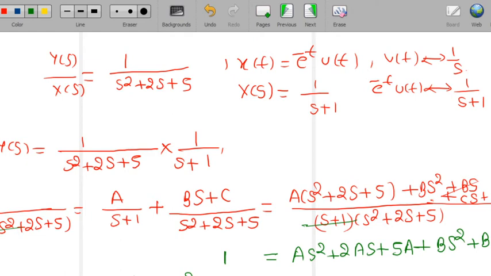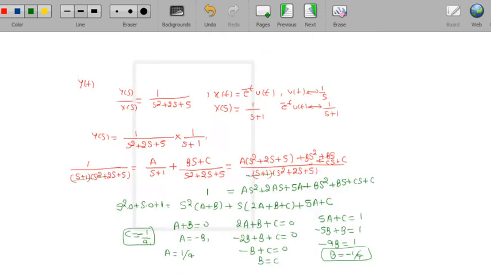So a equals minus b, and this becomes minus 5b plus c, with c equal to b, equal to 1. So minus 4b equals 1, and this becomes b equal to minus 1 by 4. We get the value c equal to minus 1 by 4 and a equal to 1 by 4. So we get all the values, and we put all the values in and get our answer.